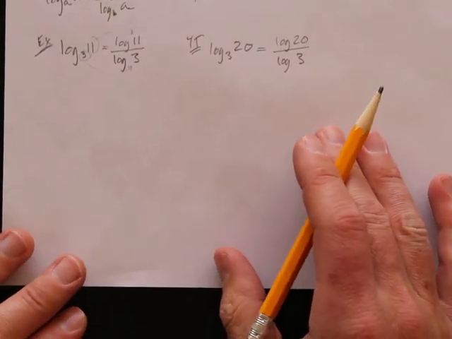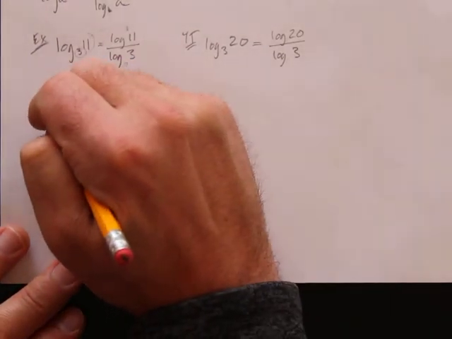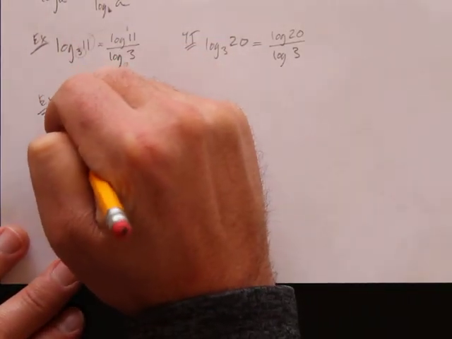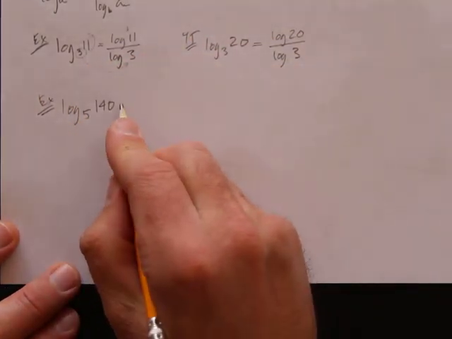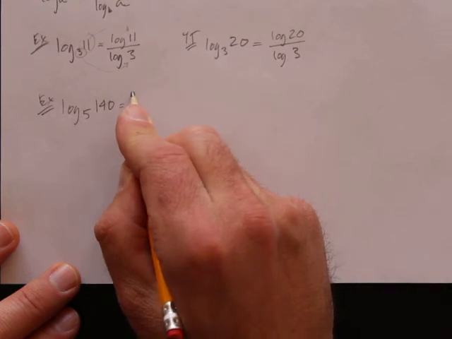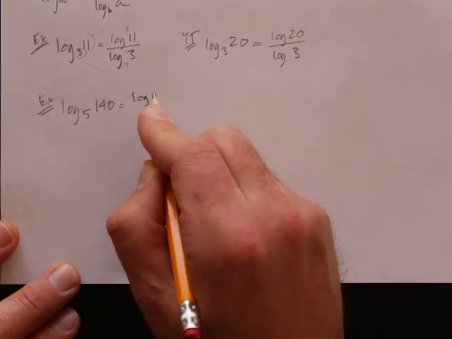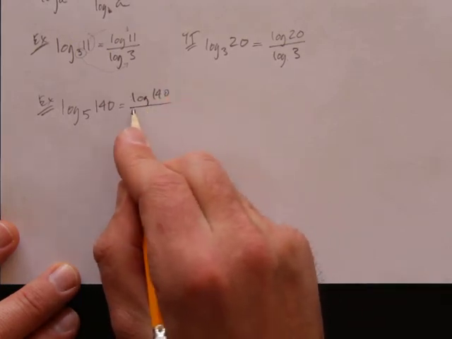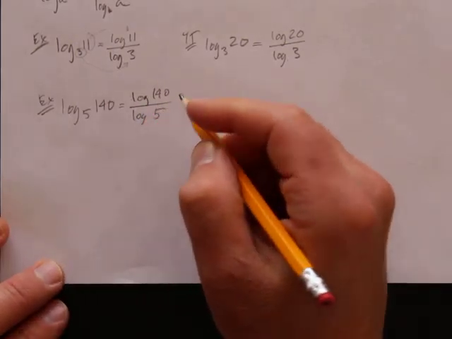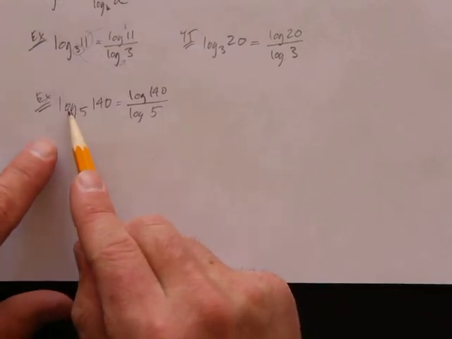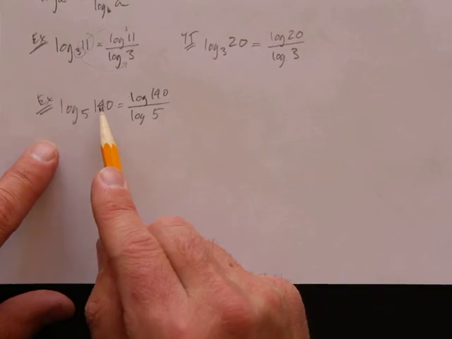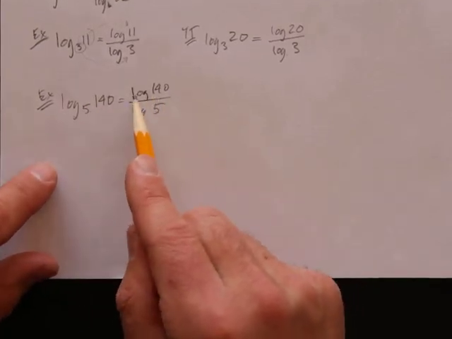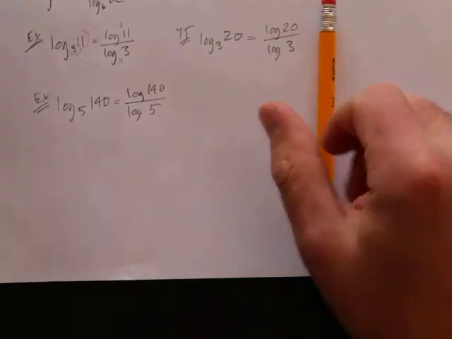Let's do one more, and this time we'll plug it into the calculator. Log base 5 of 140. So I'm going to change my base, and I've got the common log of 140 over the common log of 5. I can't plug the original into my calculator. Some fancy calculators can do this, but most calculators can't. So you've got to change the base, and then you can plug it into your calculator.